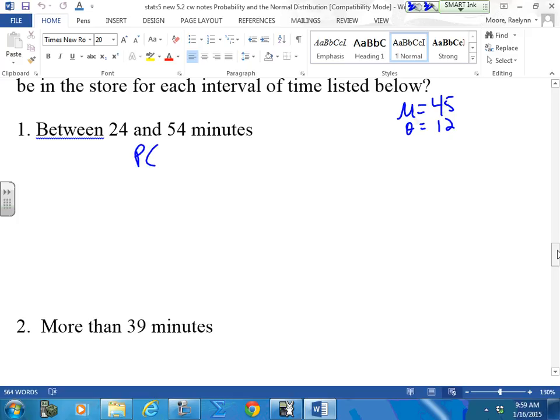So how do I write this probability statement? 24 less than x, good. Less than x. Very good. This is the probability statement I want. What is the probability, my area under my curve, between those two z-scores that I'm about to find? And that will tell me the probability of somebody staying in there between 24 and 54 minutes. Now, if you were to guess, knowing that the mean is 45, would you say this is a high probability or a low probability?